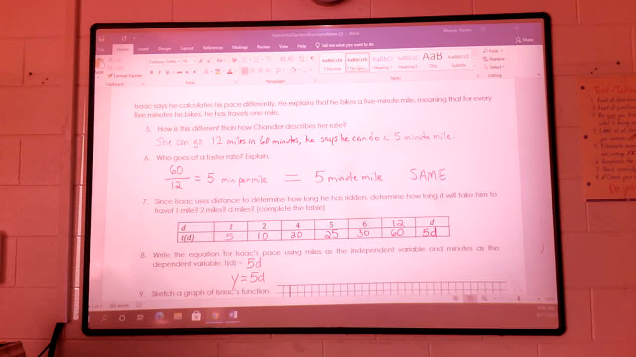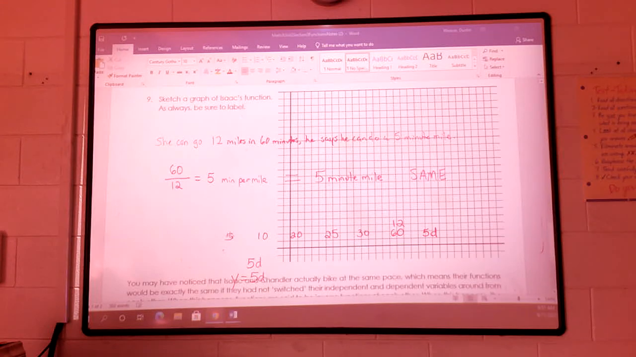So now we get the privilege to do one more graph. Okay, it's the last one on here. But it says sketch a graph of Isaac's function. So on Isaac's, the distance, this top thing, is going to be the x. So we're going to do the distance going across, and we're going to do the time going up. So it's going to be different than the other one. Okay, so I'm going to scroll down and erase this stuff.